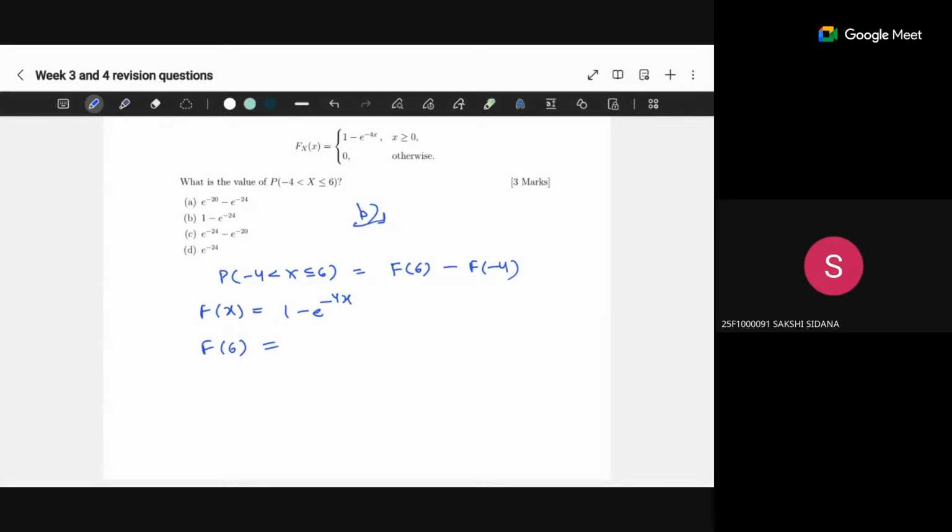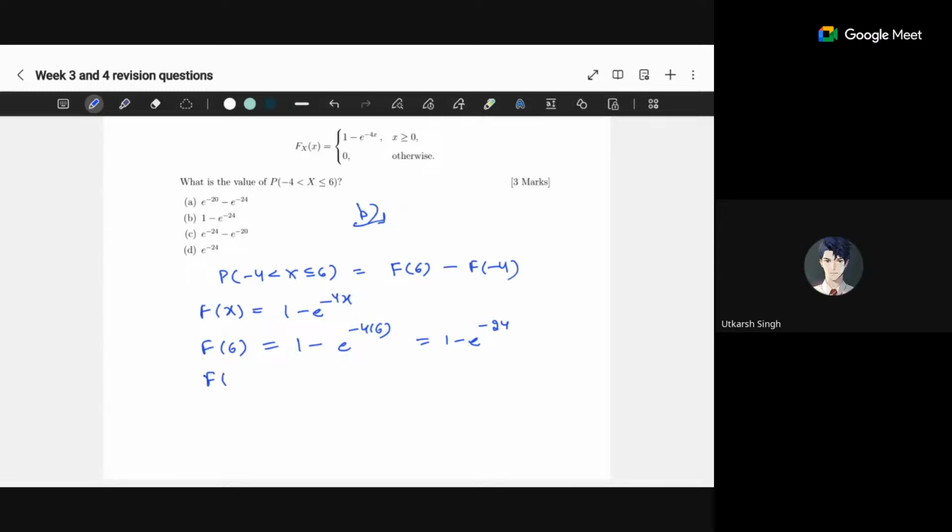Everyone? 1 minus e raised to the power minus 4 into 24, minus 4 into 6, correct? Yes, ma'am. Okay, so this will be 1 minus e raised to the power minus 24.